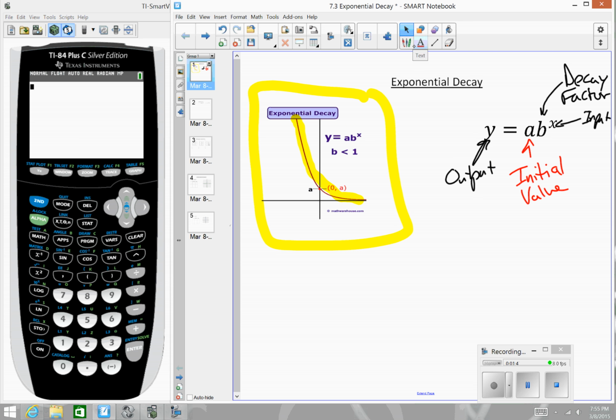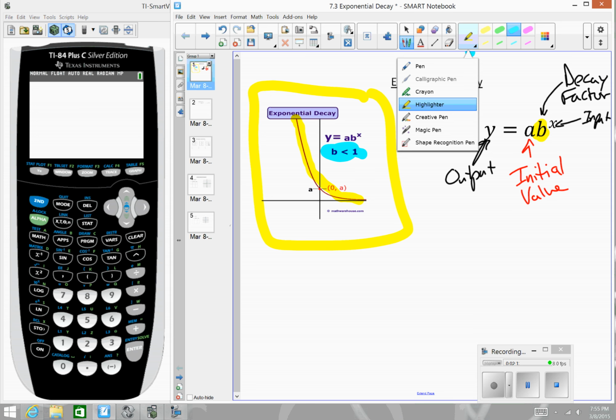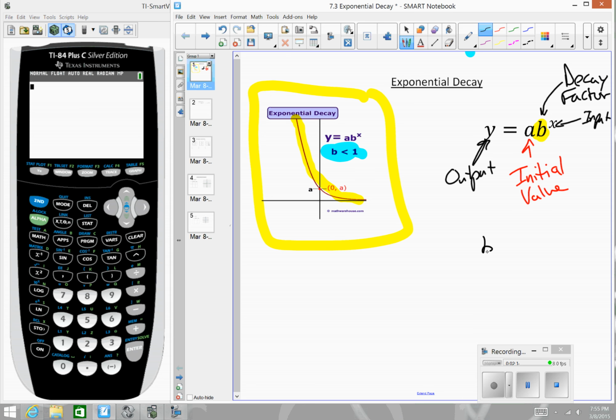Okay, now the only difference is that this B value is going to be something different. If you remember our growth model, that B value had to be above 1. But if you see here, our B value has to be below 1, between the numbers 0 and 1. So it has to be a decimal or a fraction that is between 0 and 1. An example of that would be the B value could be 0.5, right? Or it could be 0.25, something like that. Okay?